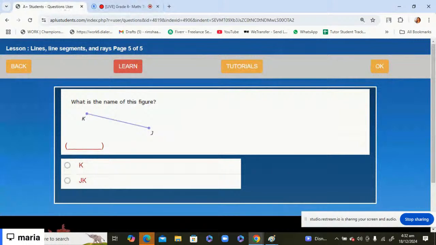So what is the name of this figure? This is K and J, and there are two endpoints. So first of all, this is called the line segment. I was just checking my mic. So what is the name of this figure? This is K and J, and the two endpoints are here. So we can say that this is a line segment.